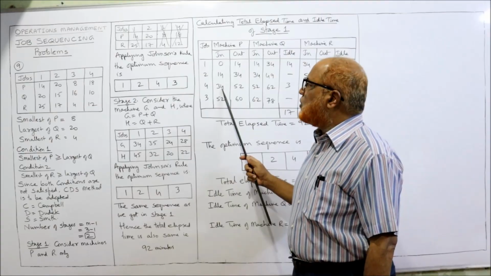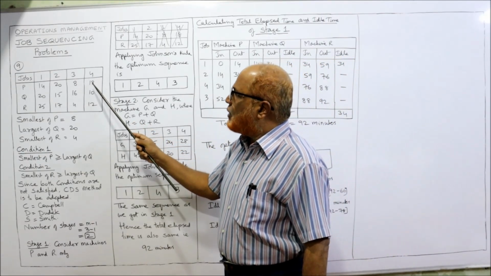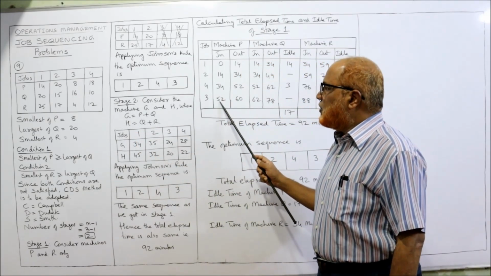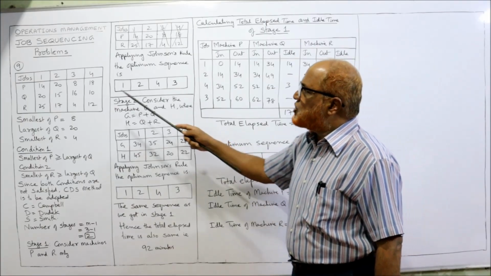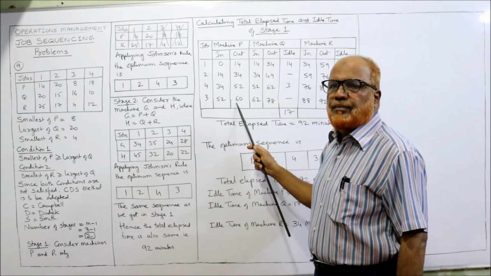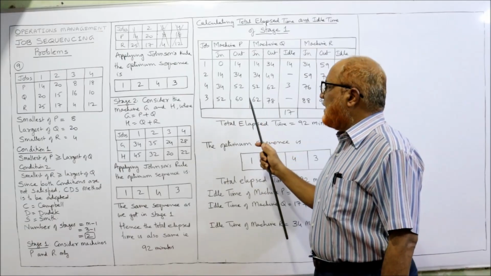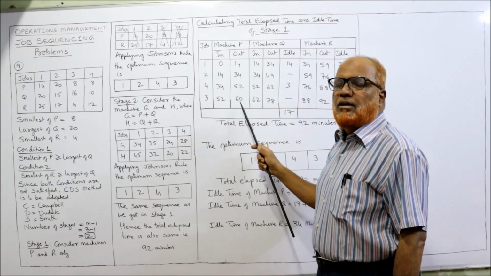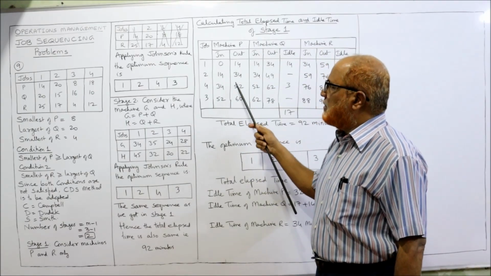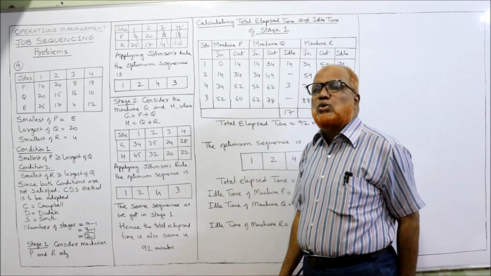34 will start fourth job, machine P. Fourth job, machine P, 18. So 34 plus 18, 52. From 52 will start third job, P machine, 8. 52 plus 8, 60. This is for machine P, starting at 0 time and ending at 60 minutes. This is the complete processing time for machine P. No break in between.